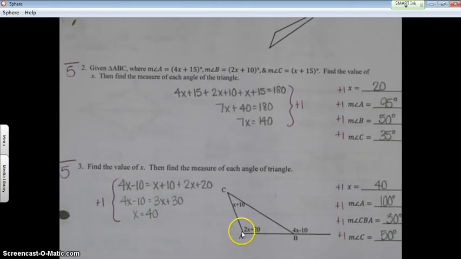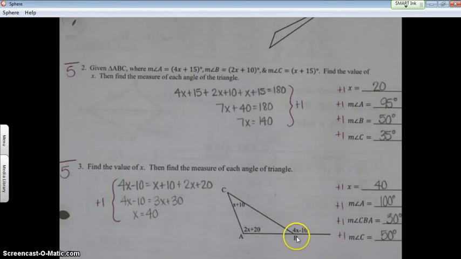Number 3 would also be worth 5 points. They give you a picture, 1 point for your work, and then 1 point for each of these blanks over here. So this is testing the exterior angle theorem from section 4.1. This exterior angle is going to add up to equal the sum of the two non-adjacent interior angles. So this plus this equals this. And so then you solve, get x equals 40, and then you plug that back in. They wanted to find the measure of angle A, which is this one. So 2 times 40 plus 20 is 100.